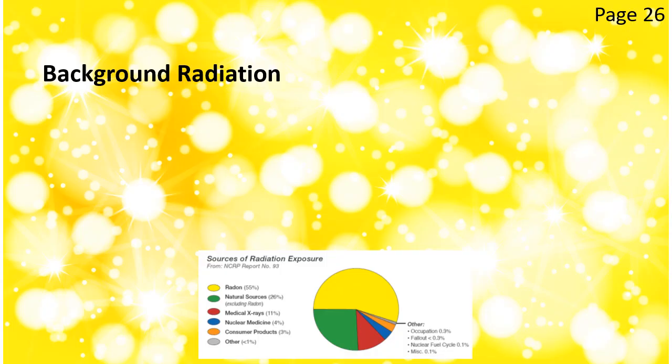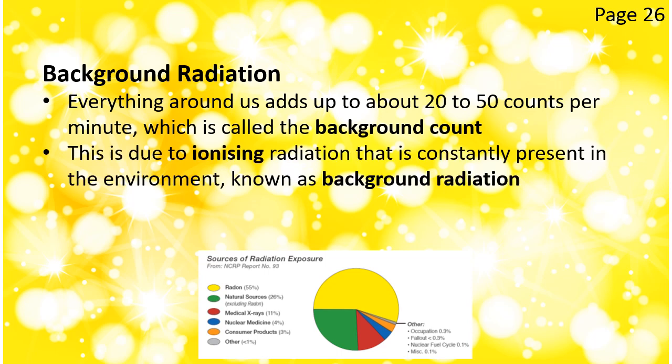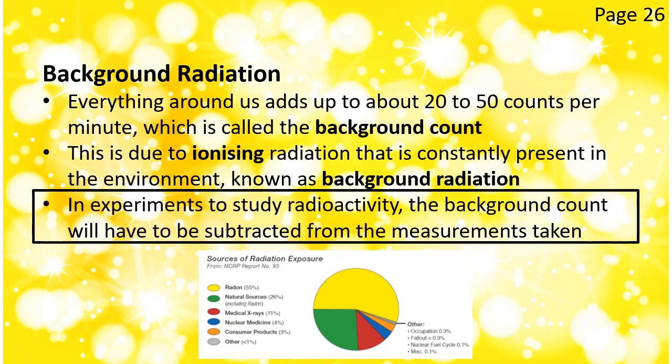All of these sources of radiation add up to about 20 to 50 counts per minute, which is called the background count. This background count is all the ionizing radiation, alpha, beta and gamma particles that are emitted during radioactive decay, that is constantly present in the environment. When we are doing experiments on radioactivity, when we want to find out the activity of a given sample, we will have to subtract this background count from the measurements we take.